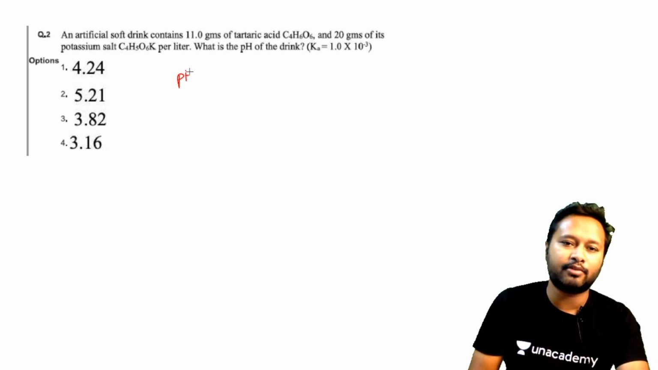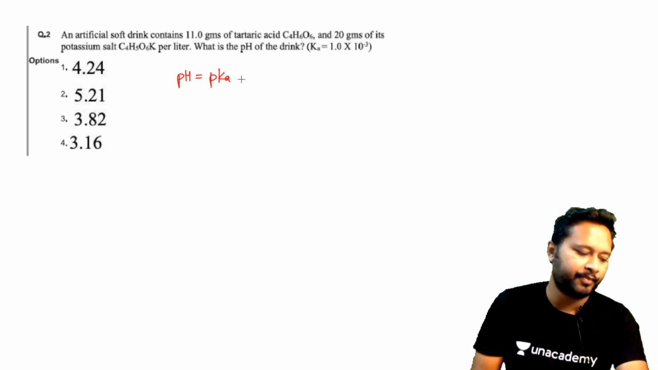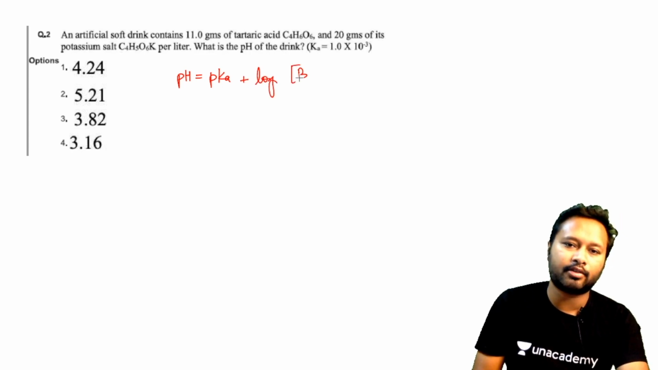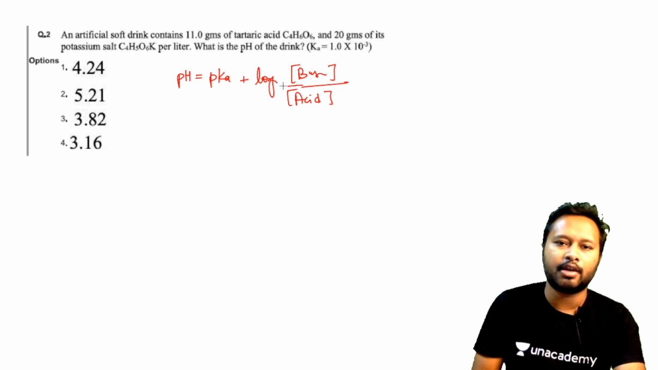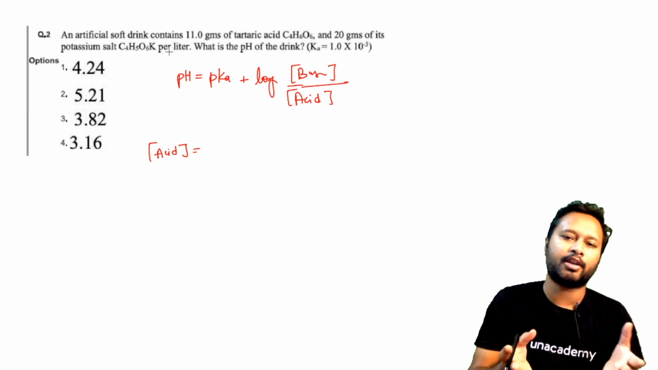Basically the formula which we use is pH equals pKa plus log of the concentration of base divided by the concentration of acid. This is the formula we are going to use. Now the base over here is the potassium salt and the acid is the tartaric acid. So let's first find out the concentration of acid, and for that you need to find the number of moles per liter. Because the solution is in 1 liter, moles per liter is going to tell you the molarity.